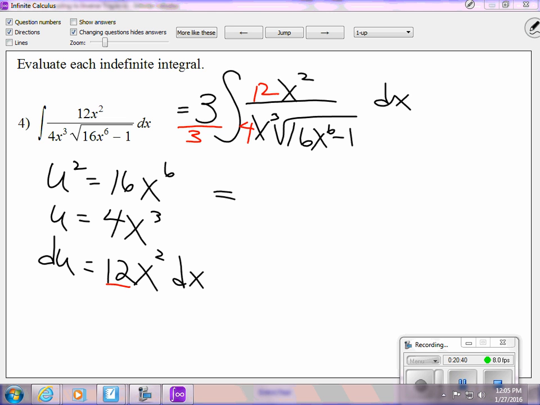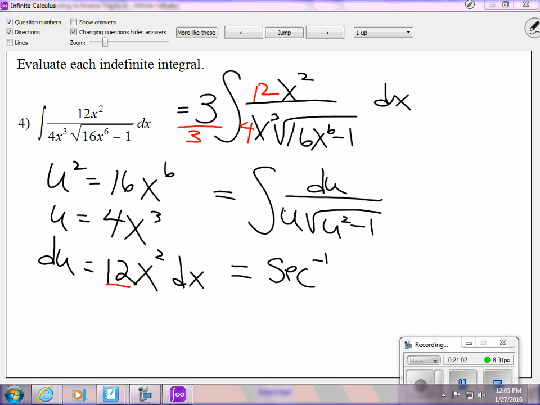So we really just have 1 outside times the antiderivative. And now we've got our du over u times the square root of u squared minus 1. Which everyone knows is inverse secant of absolute value of u plus c.